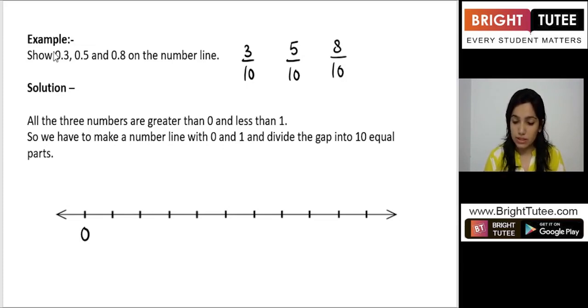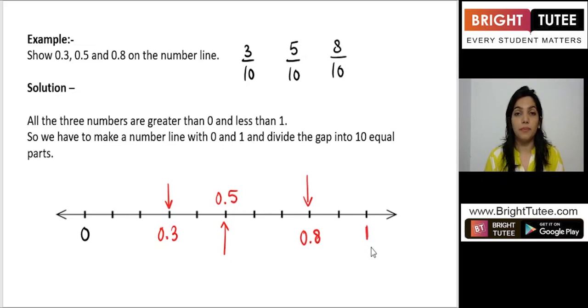Now let us put these numbers here. It is 0.3. So this is 0.1, 0.2. This one will be 0.3. Then we need to put 0.5. So this is 0.4. This one will be 0.5, right? This is 0.3. This one is 0.5. And now this is 0.6, 0.7. So this one here will be 0.8, right? And here we have got a 1.